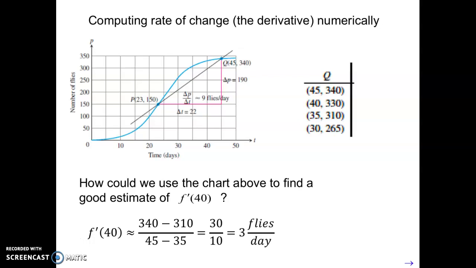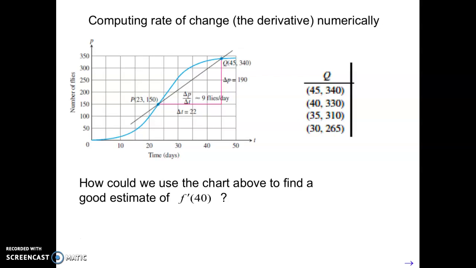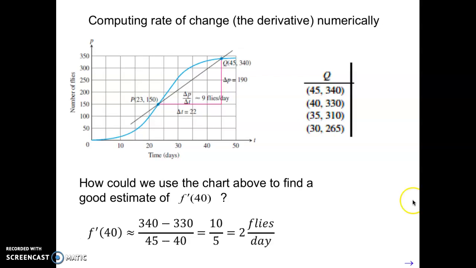Now we could also use this data and we could choose 2 points like here. We could say, well, couldn't we use the slope near 45 and 40, like using these 2 points? So it would be 340 minus 330 over 45 minus 40, which would give me approximately 2 flies per day.